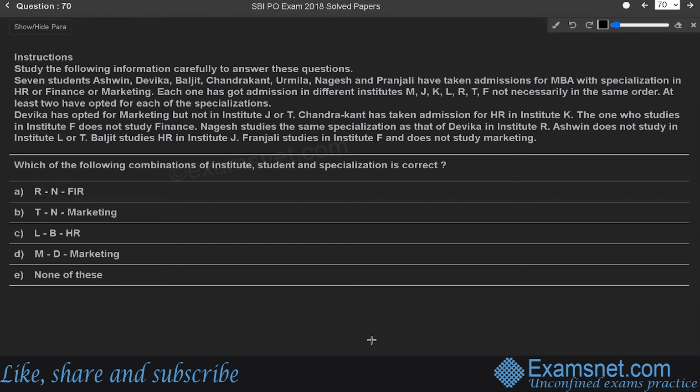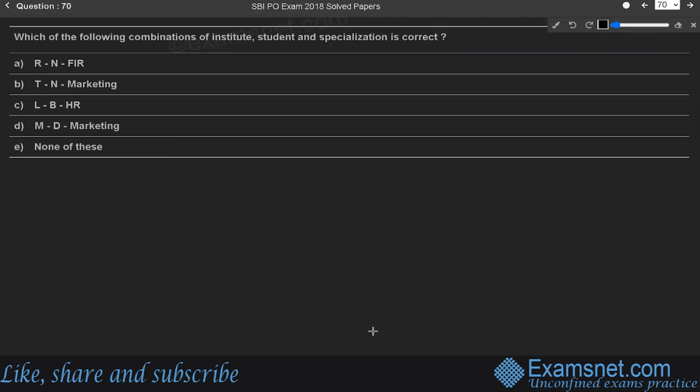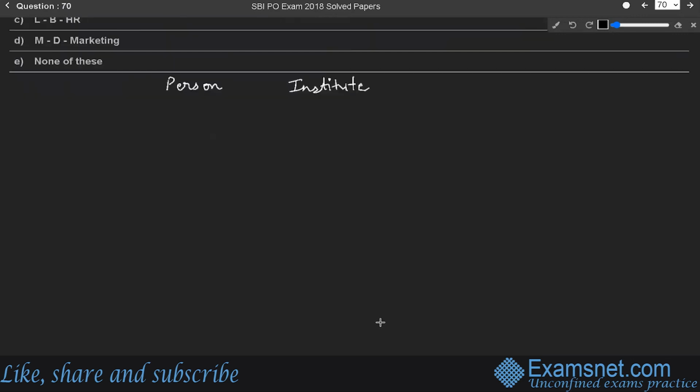Next part of the question is, which one of the following combination of institute, student and specialization is correct? So let us make the table for this question. Person, institute and specialization.